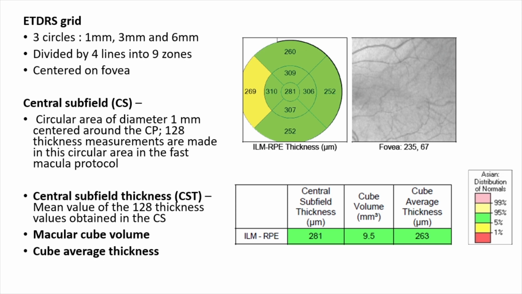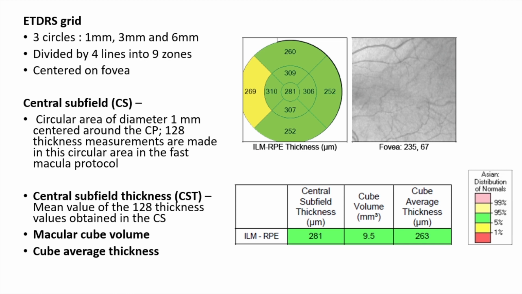The important one out of these is the central subfield thickness. This is basically the central 1 mm. It's the mean of the 128 thickness measurements which are taken in this area. This is called the central subfield, and a mean of these measurements we call the central subfield thickness. Also, we get the cube volume and the cube average thickness along with this.